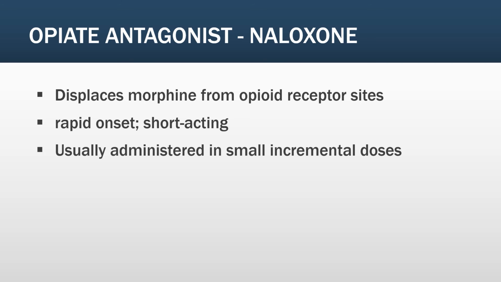If a patient receives too much opioid, naloxone, also known as Narcan, can be given to reverse the effect. It acts by displacing morphine from the opioid receptors. It acts rapidly and is short-acting, therefore small incremental doses are generally ordered, and it may be required periodically until the opioid is fully metabolized and excreted.